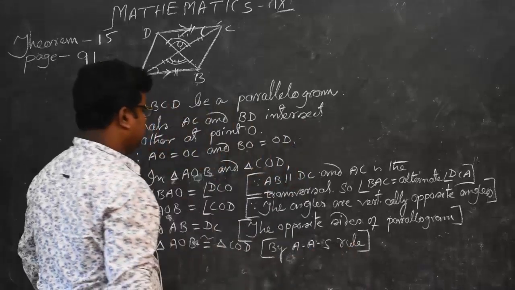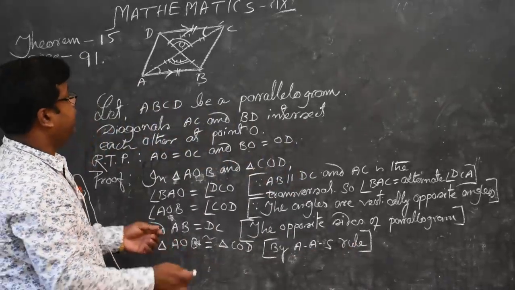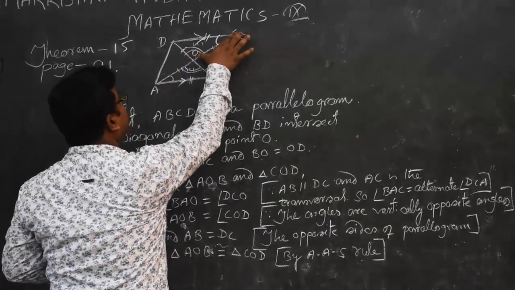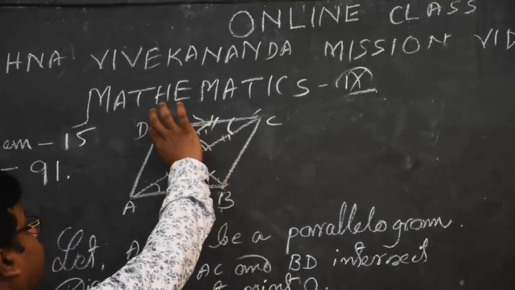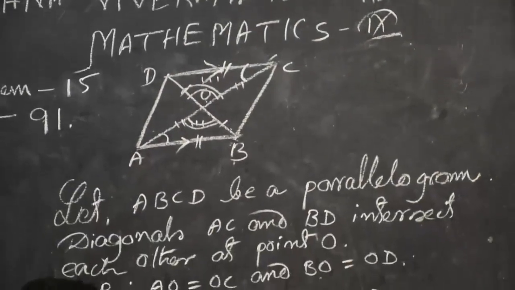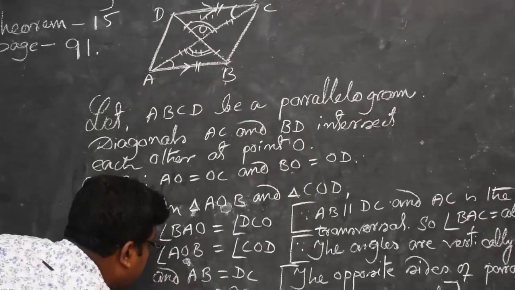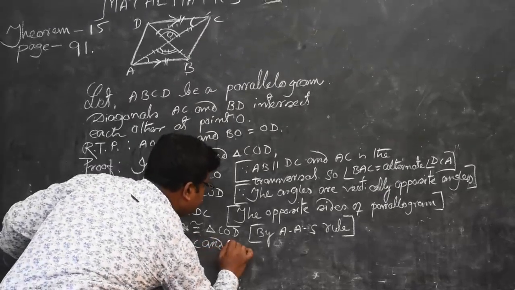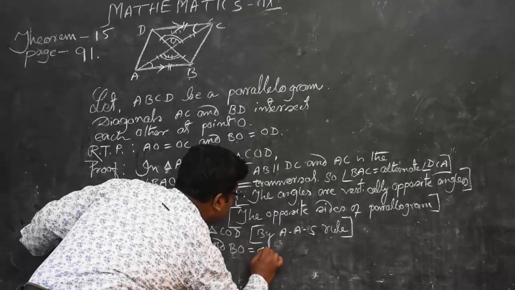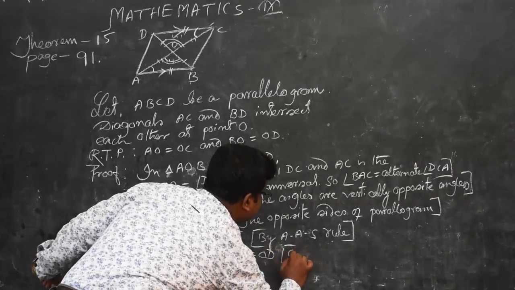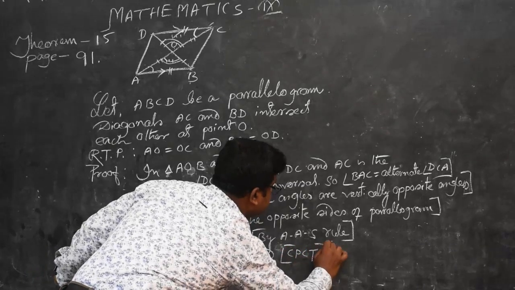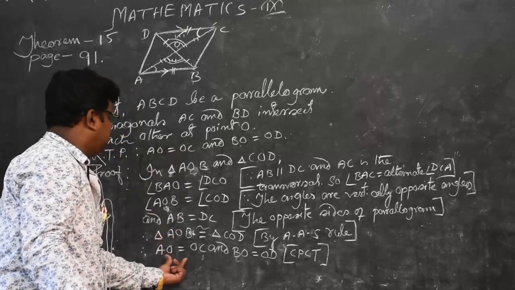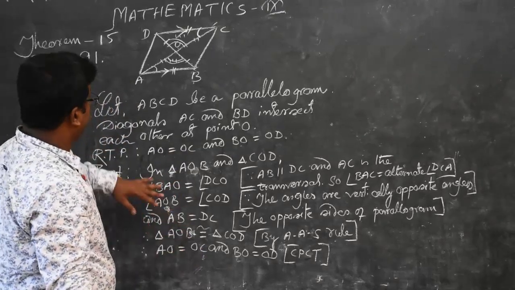By AAS rule. Since the triangles are congruent, we can say AO equal to OC and BO equal to OD. Therefore, AO equal to OC and BO equal to OD, by CPCT. So by CPCT law, the corresponding sides of the congruent triangles are equal.